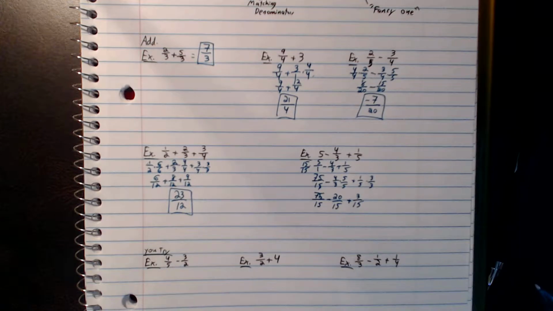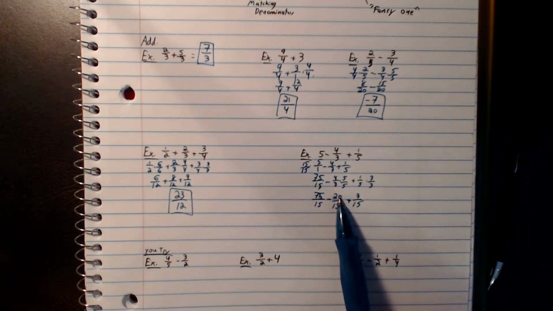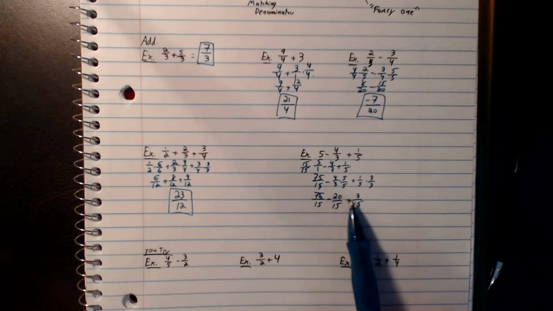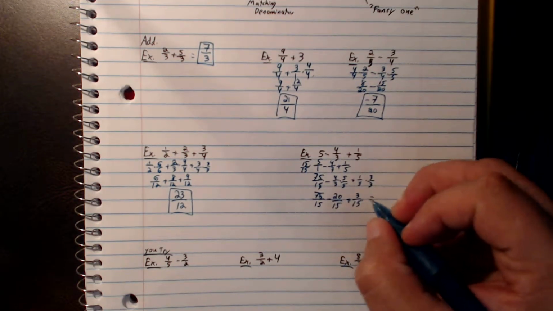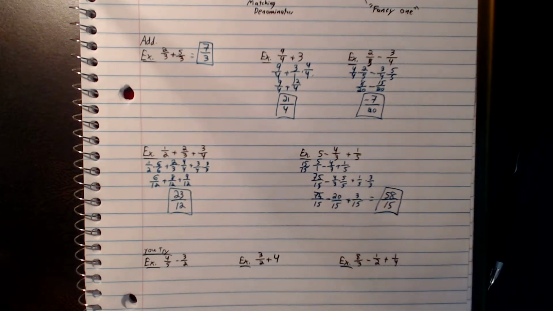Alright, now we're going to do this just in order, going straight across. 75 minus 20 is 55, plus 3 is 58 over 15.